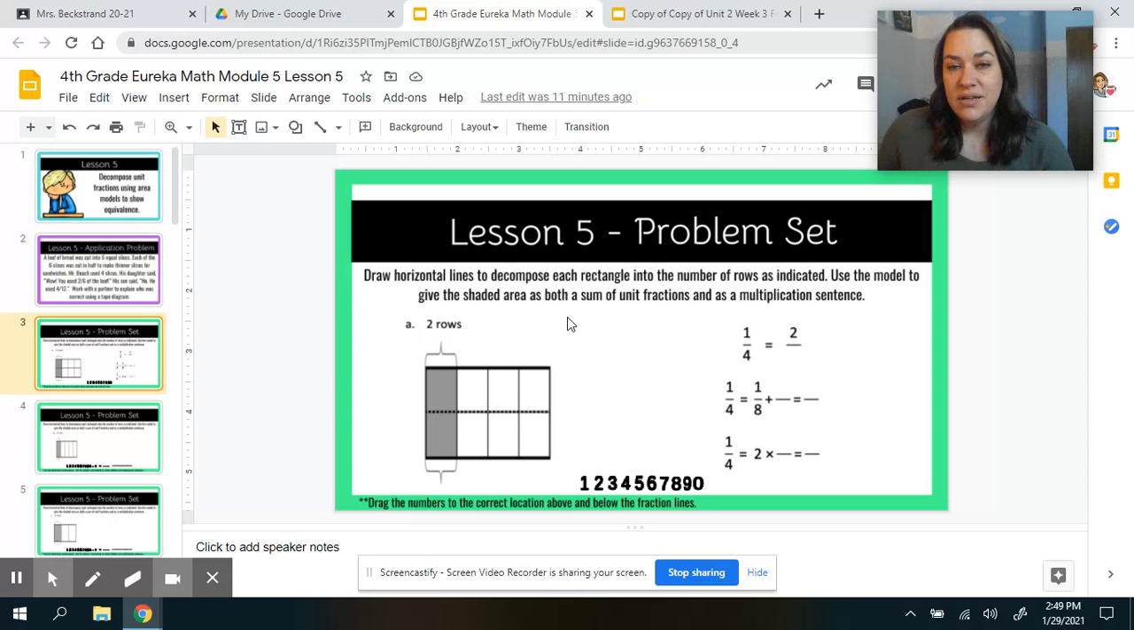What is happening to make those equivalent fractions, and why are they equivalent? Why are they equal? Okay, so this first one, it says draw horizontal lines to decompose each rectangle into the number of rows as indicated. Use the model to give the shaded area both as a sum of unit fractions and as a multiplication sentence. Lots of instructions.